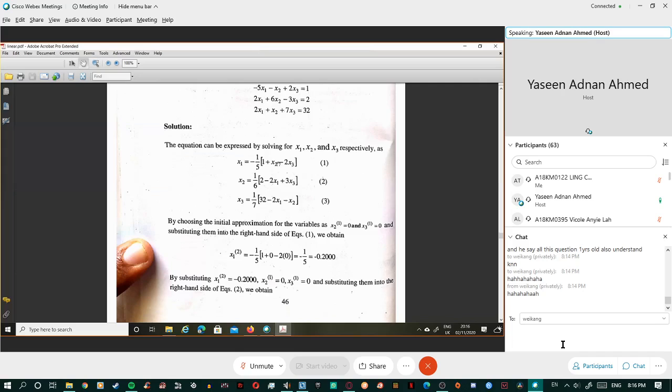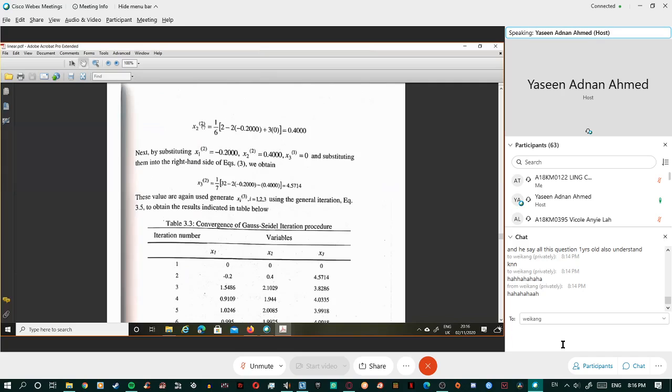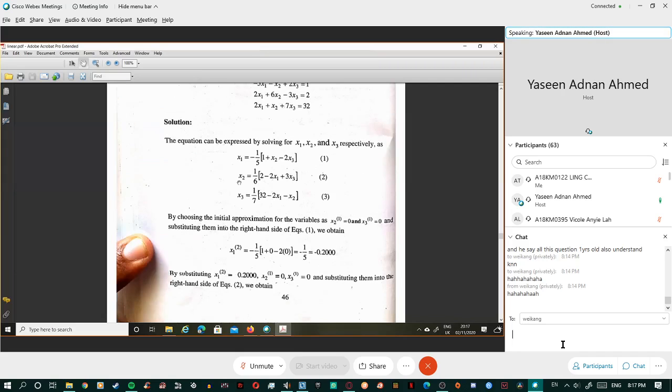Then you calculate x1. You need to put x2 and x3 as 0 because you don't know the values of x2 and x3. In a similar way, when you calculate x2, there is a difference. Okay, you always have to use the latest available value. So when you calculate x2, the latest available value is what? 1 over 6 times 2 minus 2x1. So that x1 is not 0. You already calculated x1 in that iteration. So you have to put minus 0.2.